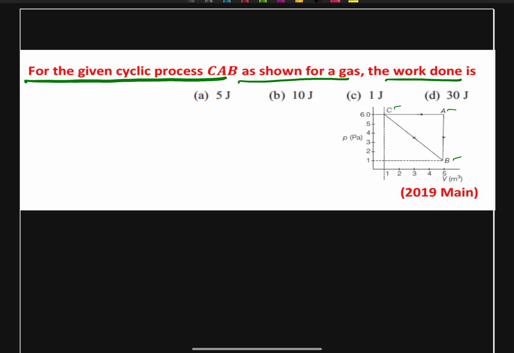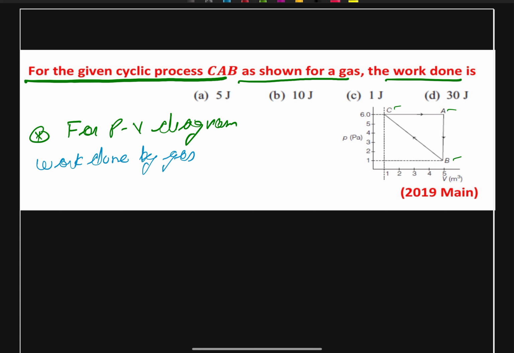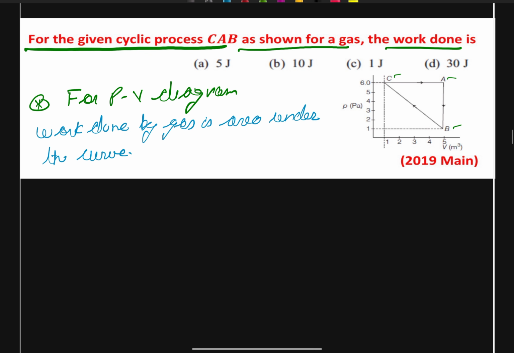Therefore, we can write that for a PV diagram, work done by gas is area under the curve. And this is a right angle triangle.